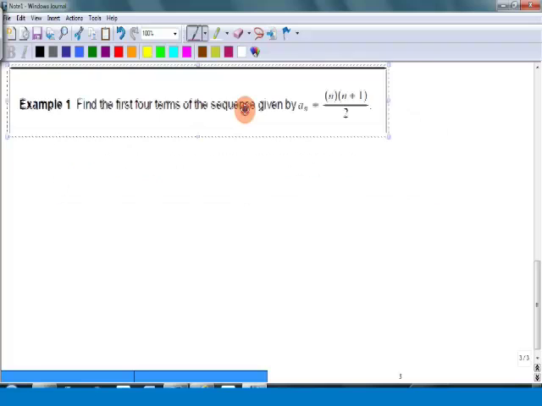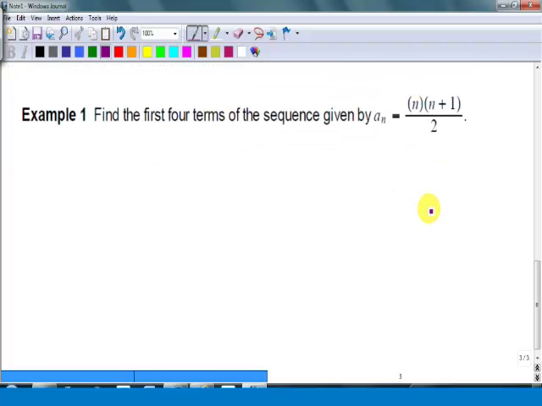This one, we have a non-recursive definition. A sub n is n times n plus 1 all over 2. Find the first 4 terms of the sequence. There might be a problem on the final exam that's no more challenging than this one.